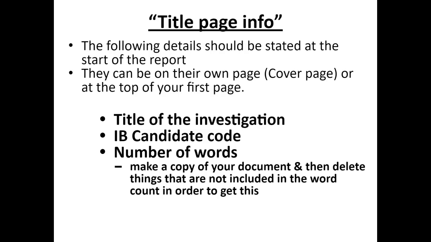The best way to get an accurate word count, since so much of your lab is not included in the word count, is when you're done with your IA, make a copy of it. On the copy, delete everything that I told you was not in the word count. Delete citations, delete titles, delete the data tables, delete your works cited. Delete everything, sample calcs that's not included, and then count the words and put it on your title page.